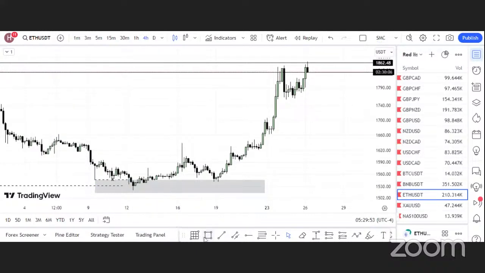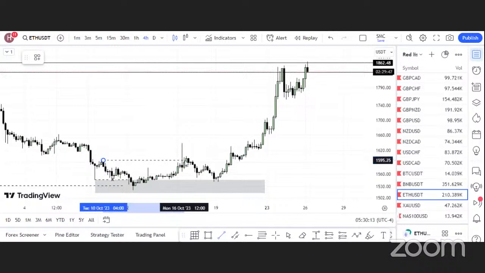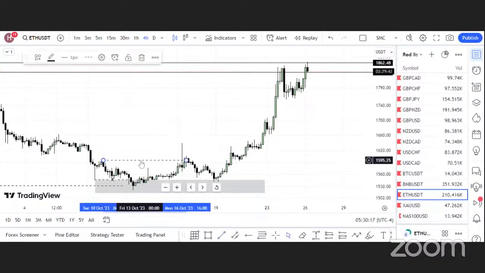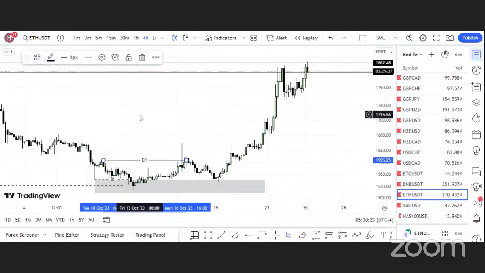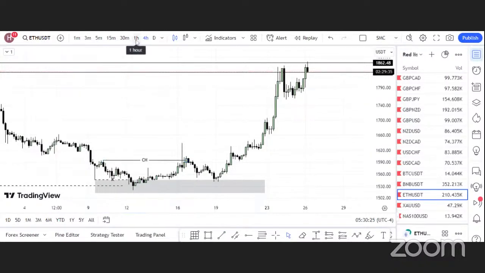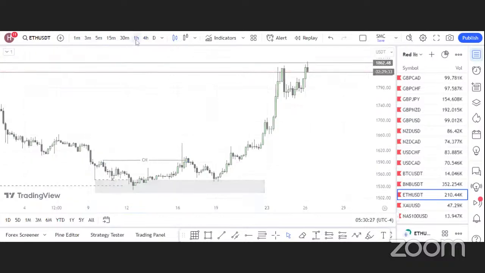Then the market made a change of character around here, because this is a low, this is a low, this is a high. Then this low was created. So let's use this high as our change of character, and the market got taken out. Yes. So we had a change of character there. Let's go to the 1-hour time frame.